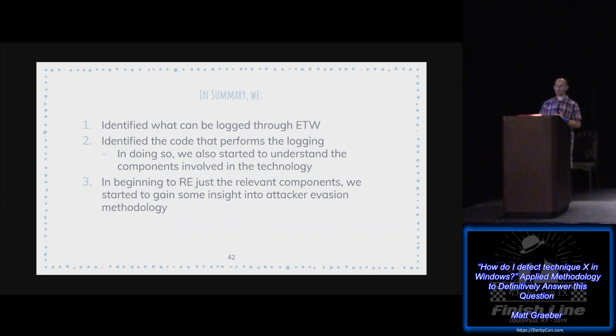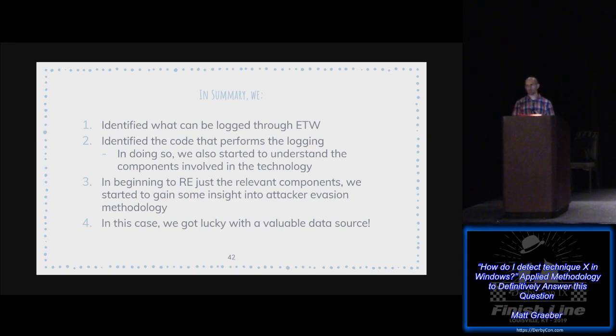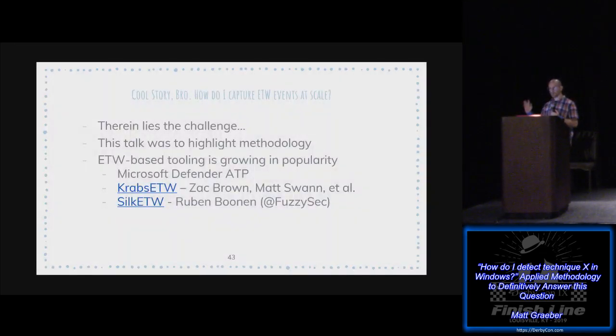Okay, so in summary, we've identified what can be logged through ETW. We've identified the code that performs the logging, and in doing so, we started to understand the components involved in the technology. And in beginning to reverse engineer these components, we started to gain some insight into how an attacker might go about evading our detections. And in this case, we got lucky with an extremely valuable data source, event ID 23.